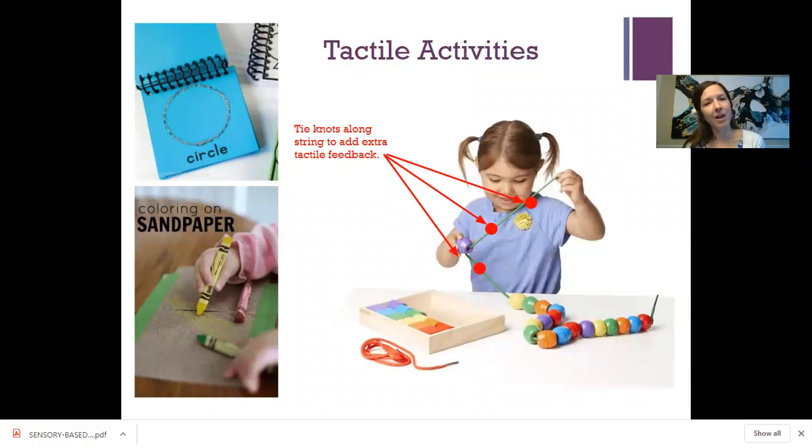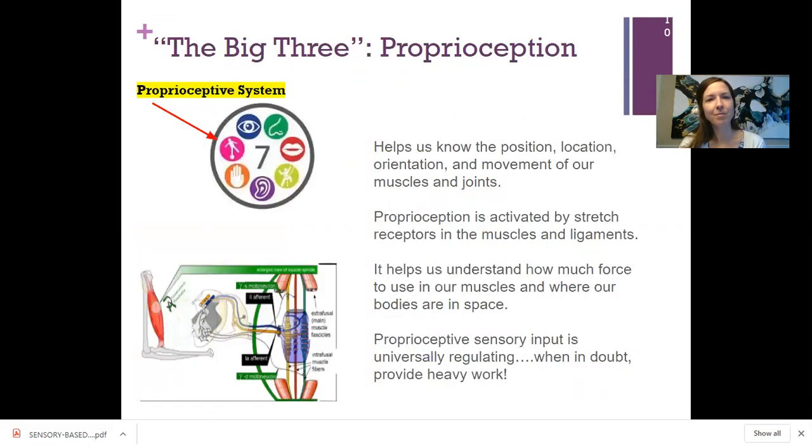And then on the top left, there's learning what the shapes are instead of just visually. Why not have some tactile input as well? So this is done in glue and glitter.